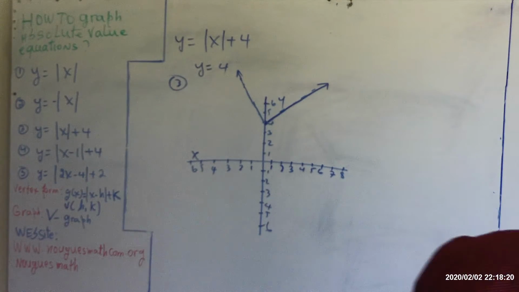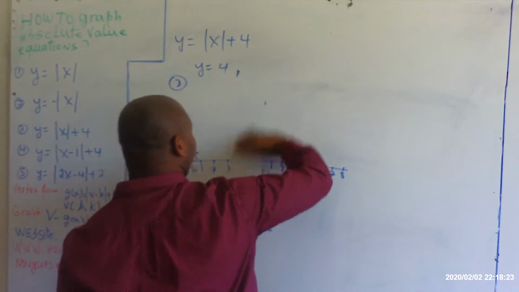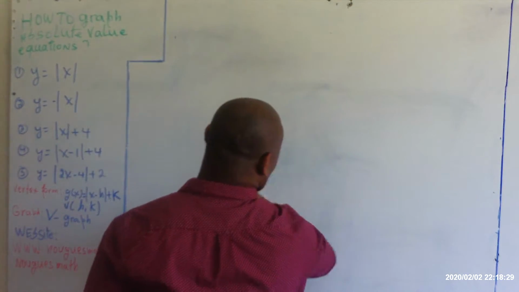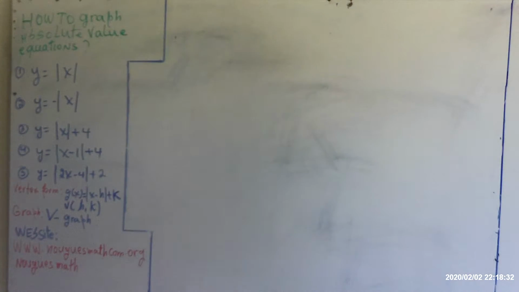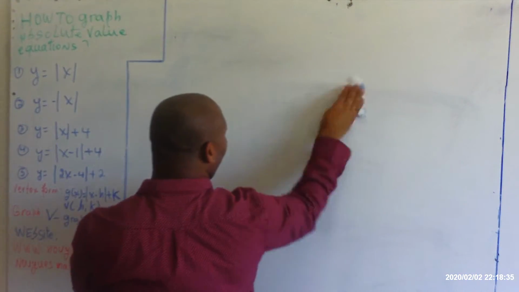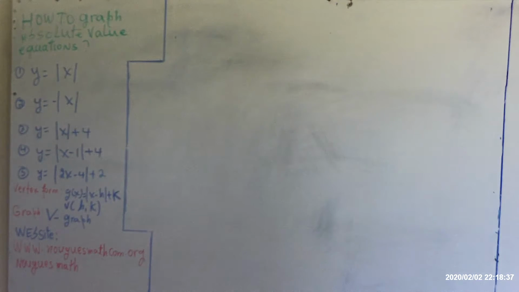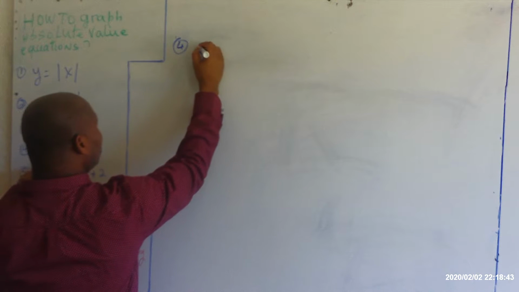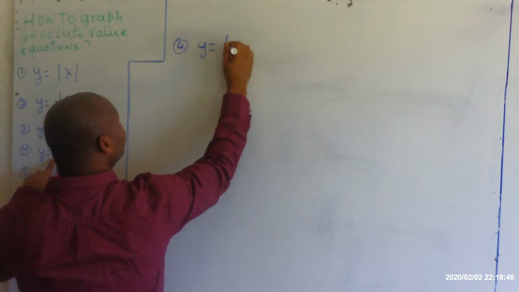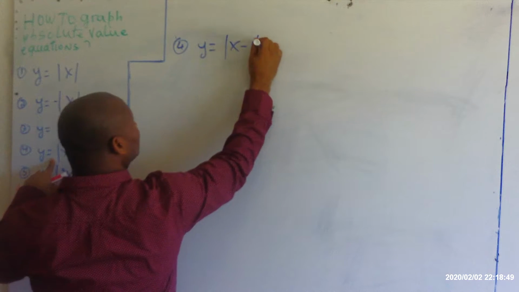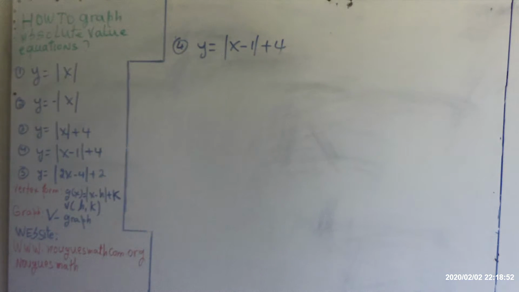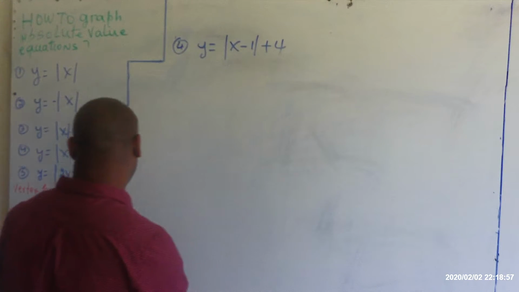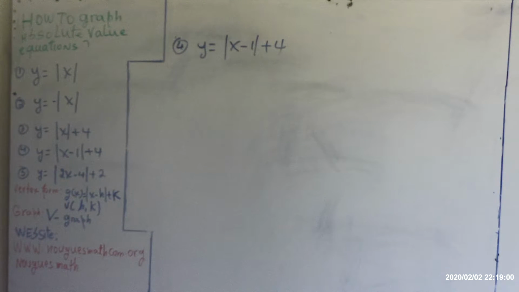Let's do number 4. I told you this is easy to graph with the vertex form. Number 4 is y equals absolute value of x minus 1, plus 4. You see, this equation is really different, so I'm going to follow the vertex form.